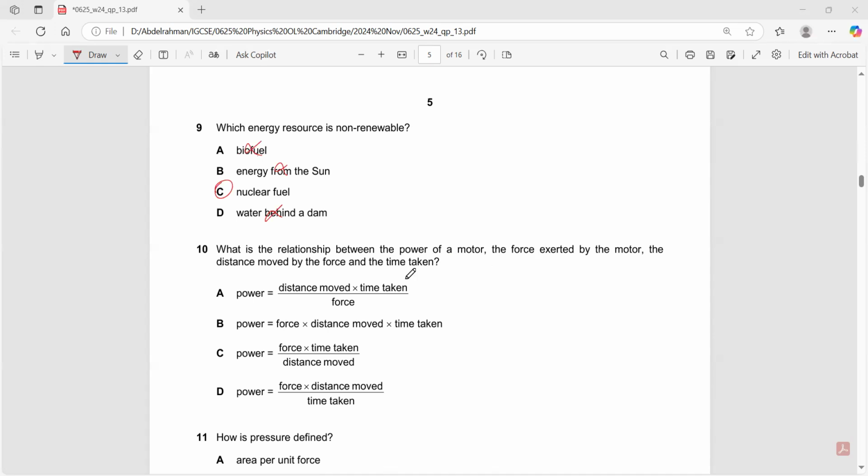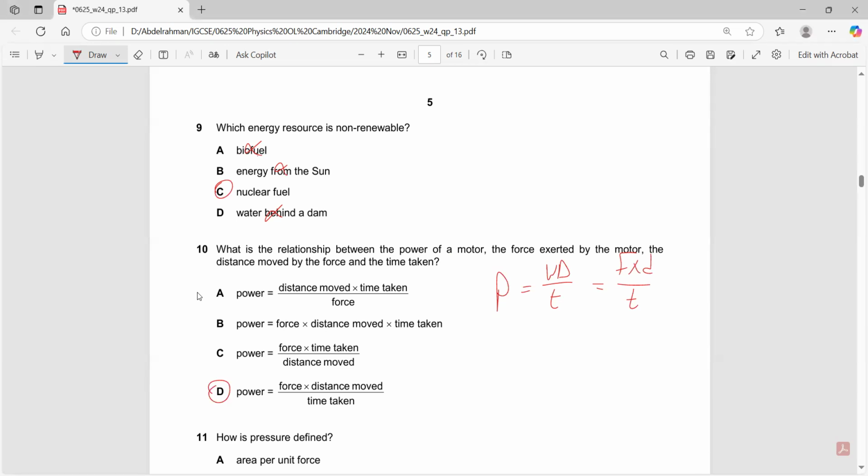Distance, okay, how can I find the power? Power equals what? Energy over time, or you can say that power equals work done over time. What is the work done? Work done is the force times distance, right? So force times distance over time, because we are talking about the mechanical power.